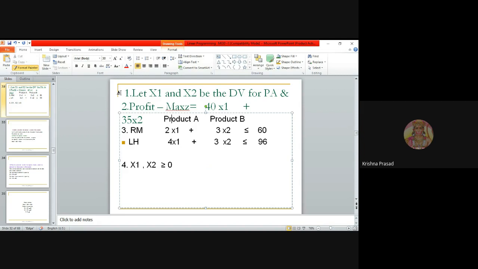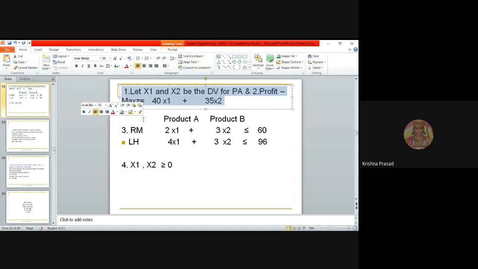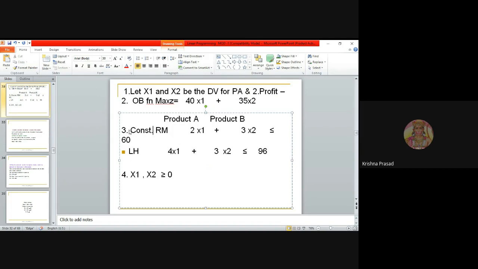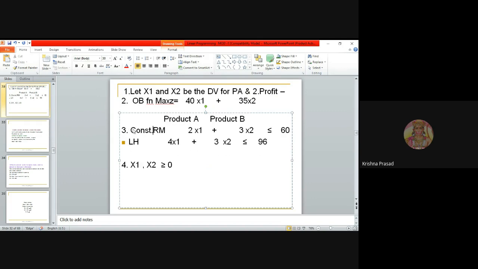Okay. Step number 1, that is decision variable. Step number 2, there is your objective function, which is going to be there. And next one is your constraints, and last one is your non-negative variable.